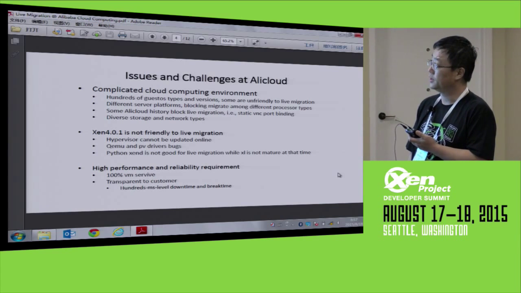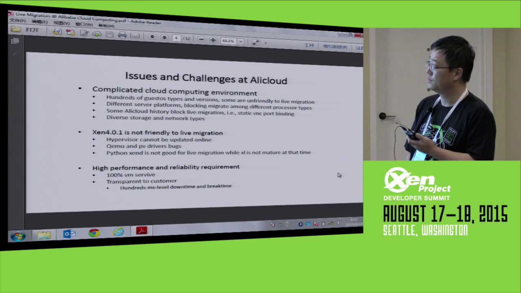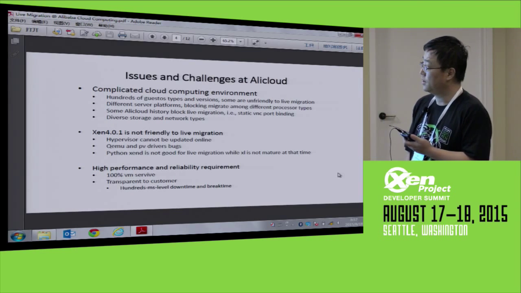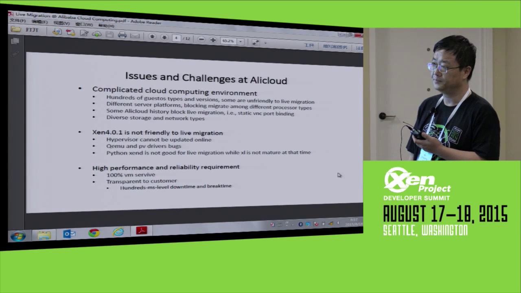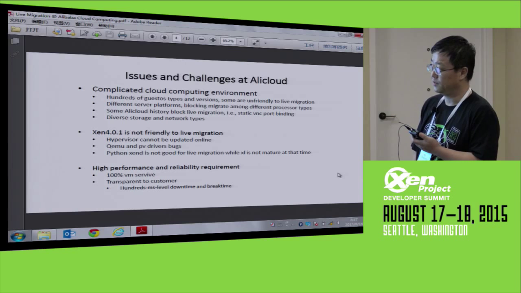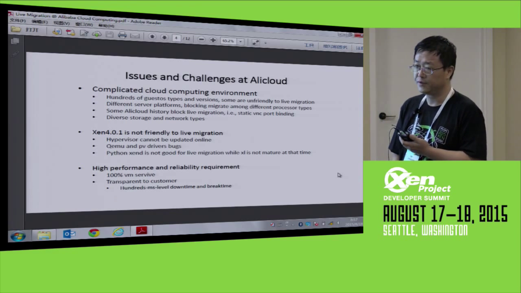In AliCloud, live migration is not an easy feature because we have some problems. For example, first, we have hundreds of guest OS types, and some of the guest OS types are not friendly to live migration. For example, they have PV Xen problems or QEMU problems. So some of the guest OS are not friendly to live migration.